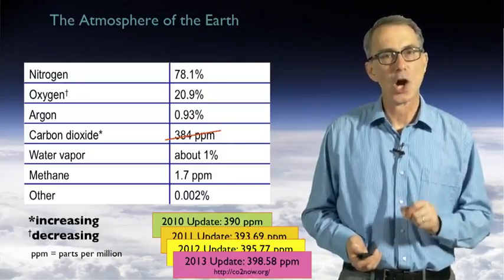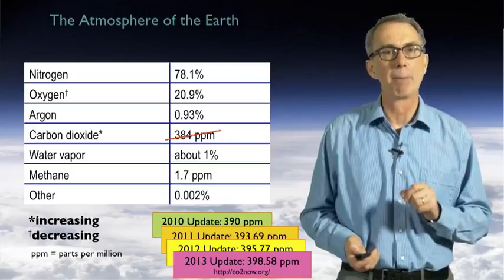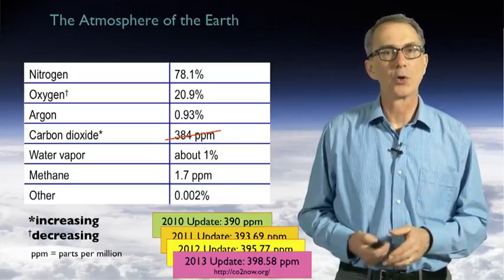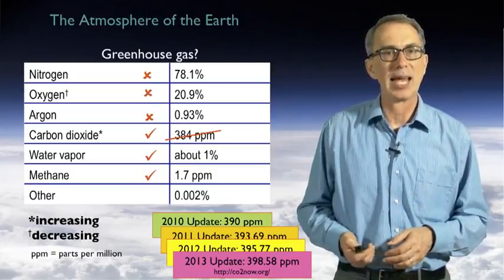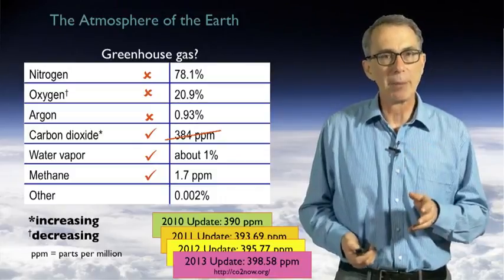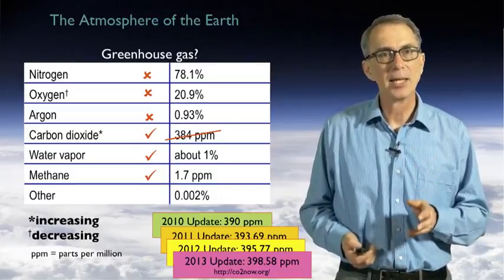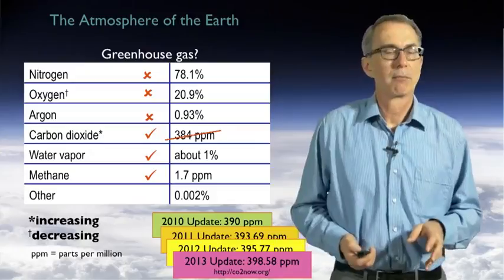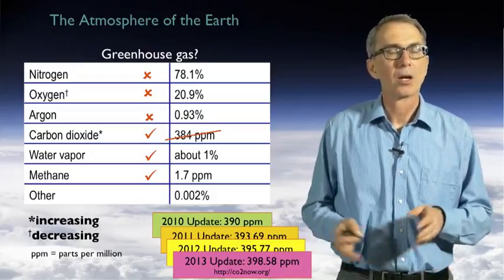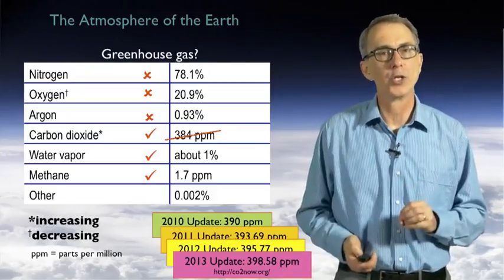Seems like a tiny fraction, but it's a very important component. The other important greenhouse gases in the atmosphere are water vapour, methane, and things like nitrous oxide and chlorofluorocarbons. We're going to talk about those in just a minute as well.